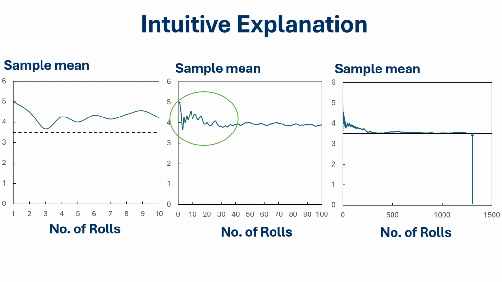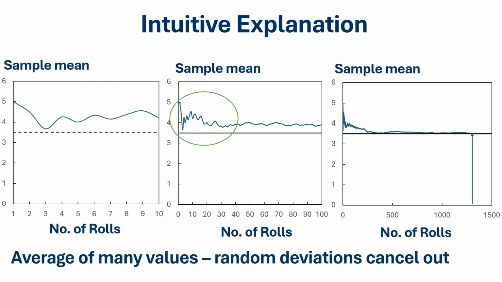So why does this happen? Imagine each random variable as a small piece of information about the true mean. When you average many values, the random deviations cancel out, leaving you closer to the expected value. Mathematically, this happens because the variance of the sample mean decreases as the sample size increases.